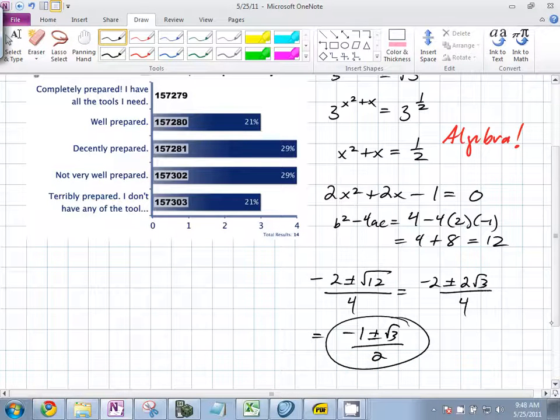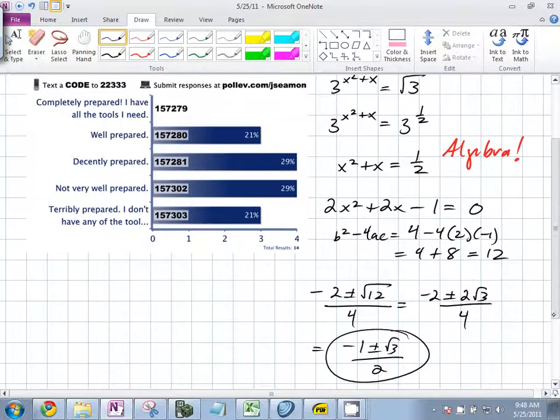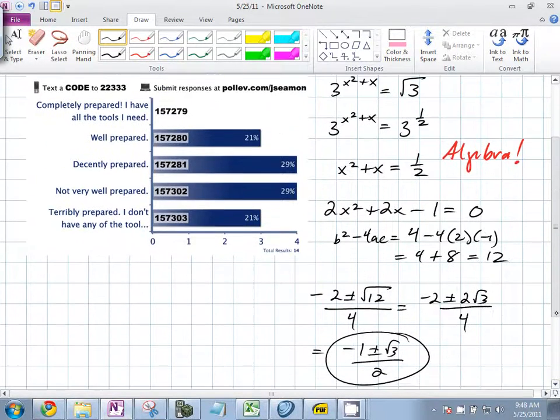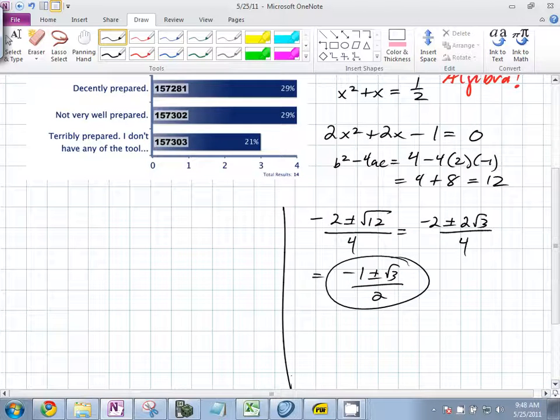So are there two answers to this? Yeah, there's two. There it is. You have to use the quadratic formula. There's no nice way to factor it. Okay, another one from that first group.